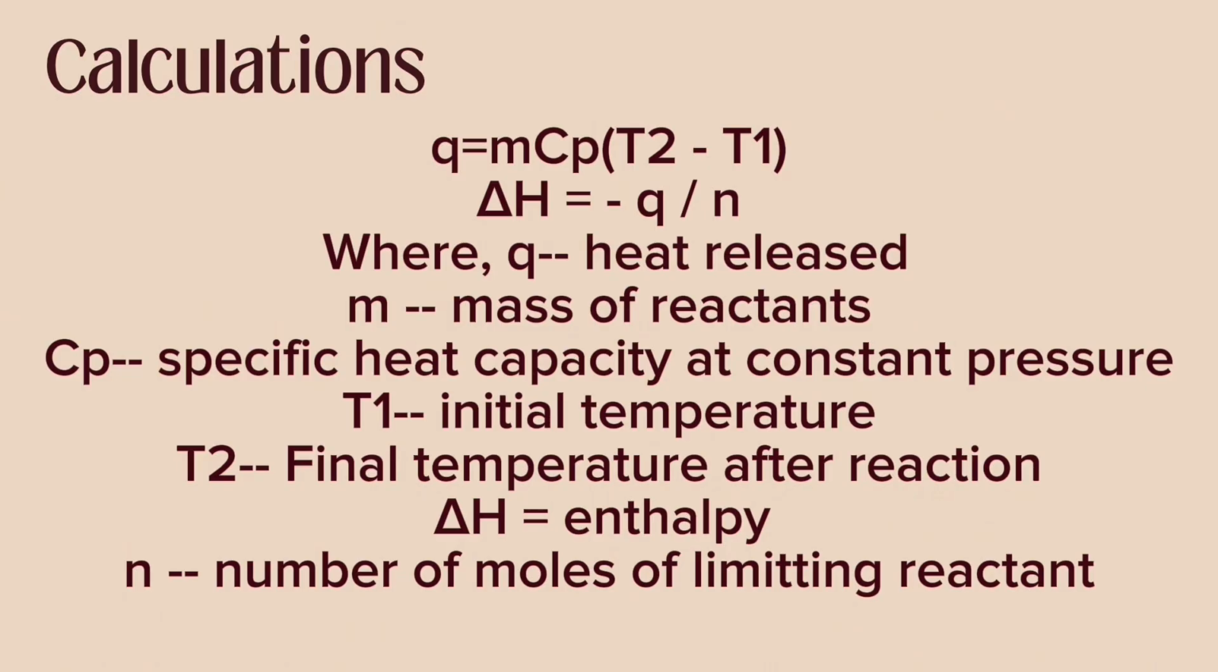Here Q is the heat released, m is the mass of reactants, Cp is the specific heat capacity at constant pressure, T1 is the temperature of diluted HCl, and T2 is the temperature of the final mixture containing diluted HCl and diluted NaOH. Delta H is the enthalpy change and n is the number of moles of the limiting reactant.